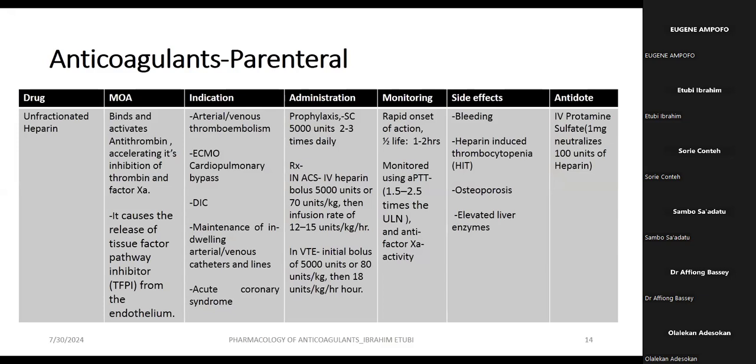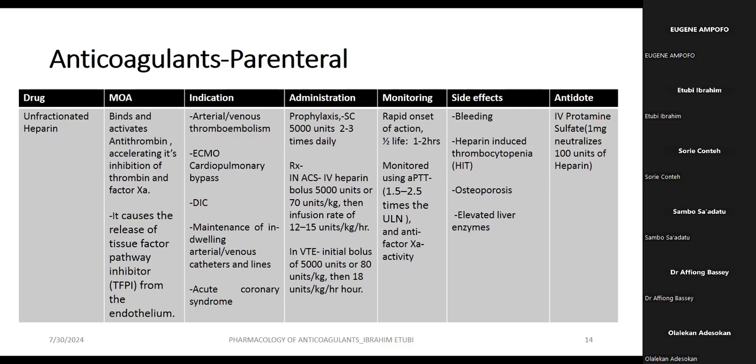And it also causes a release of tissue factor pathway inhibitor, the TFPI, from endothelium. Now, what are the indications for its use? When there's arterial or venous thromboembolism, it can be used. When you are having extracorporeal membrane oxygenation or coronary bypass surgery, that can also be used. And then in DIC, in maintenance of indwelling catheters, and even in acute coronary syndrome, that can be used.